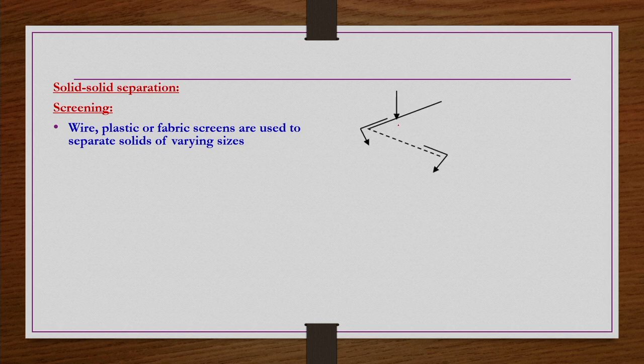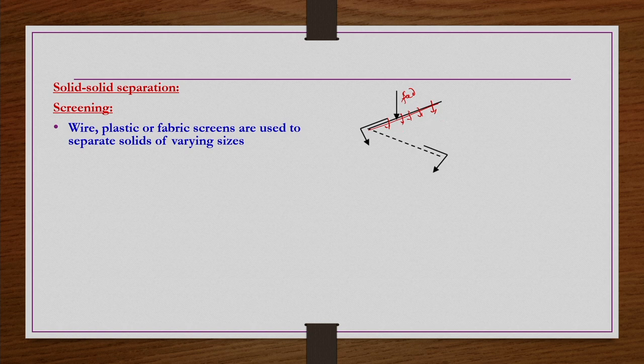Let us say one particular screen of bigger size is arranged in this direction. The material that you want to separate into varying sizes, you pour here as feed material. Whatever material passes through the opening of this mesh, that means the material having size smaller than the opening, will pass through and fall onto the bottom, and may be collected as one kind of fraction.